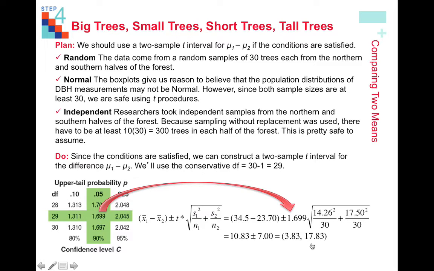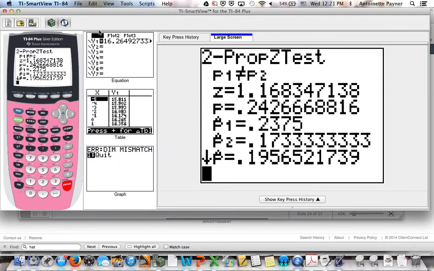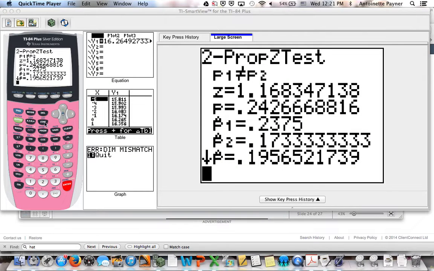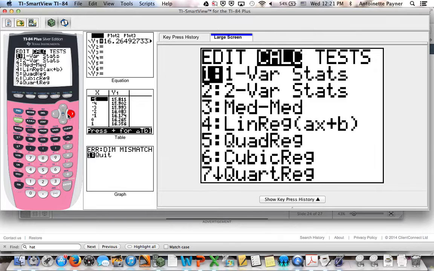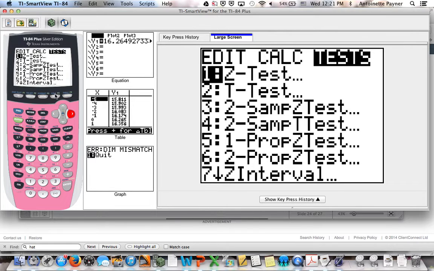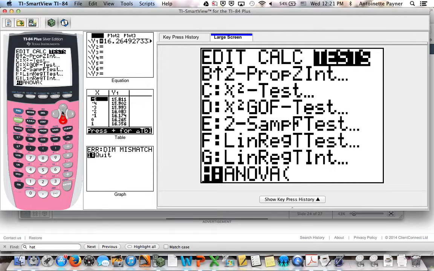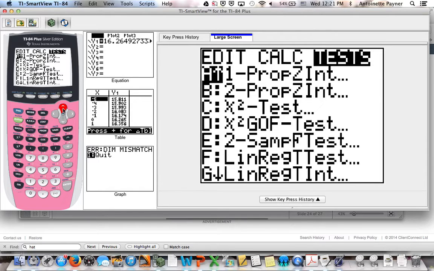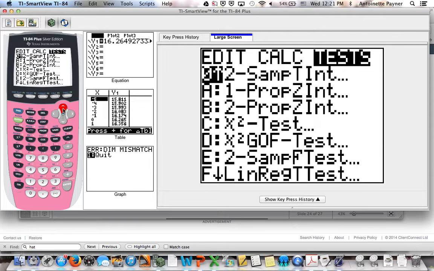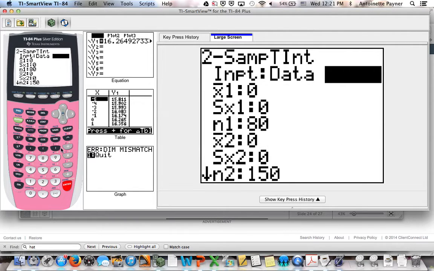So what I would have you do was, on your calculator, go to stat, tests. This is a 2-sample t interval. So I'm going to go down and find the t intervals. Oops, and of course it goes a little bit too far for me. All right, so there's my 2-sample t interval. I'm going to select that one.